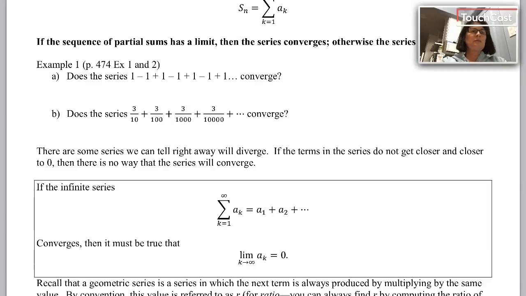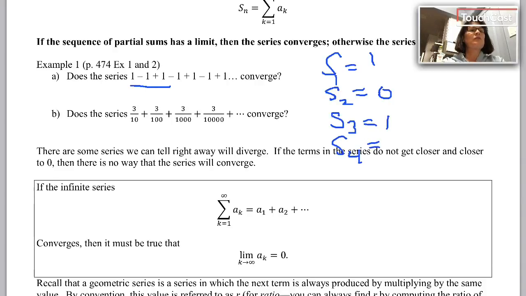So the good news is we'll learn some shortcuts for this. But for now, we have to understand what this means and practice it out. So S1 is just going to be the first term, which we've been told is 1. S2 is the sum of the first two terms, so that's a positive 1 plus a negative 1, which makes 0. The third partial sum is the sum of the first three terms, so that's 1 minus 1 plus 1 makes 1.